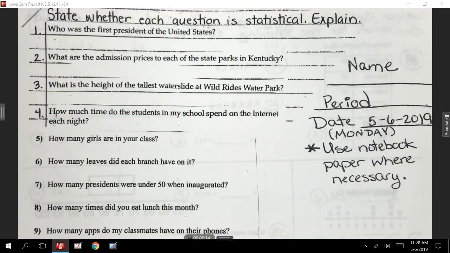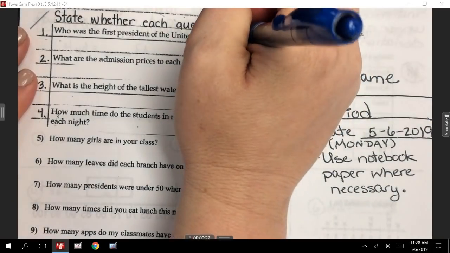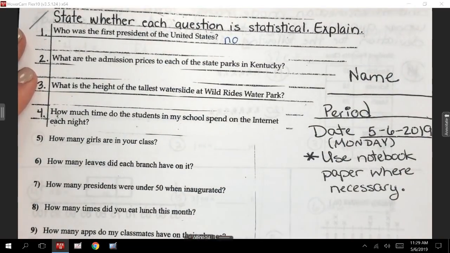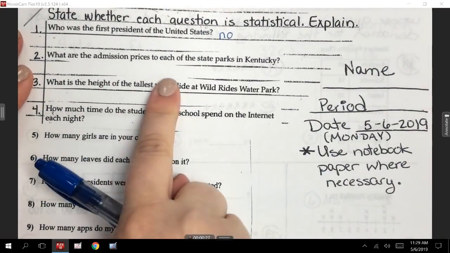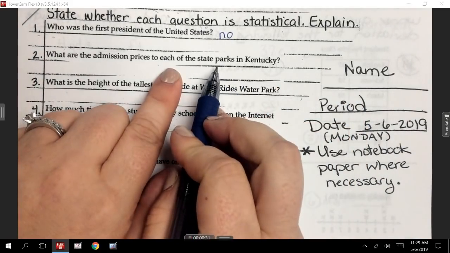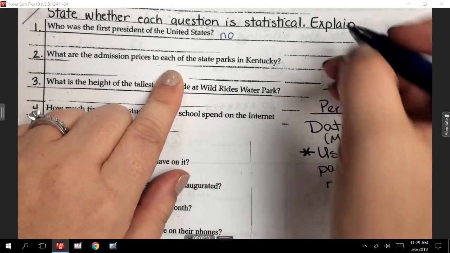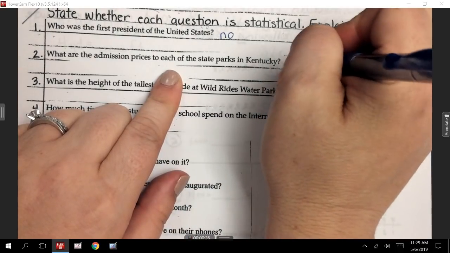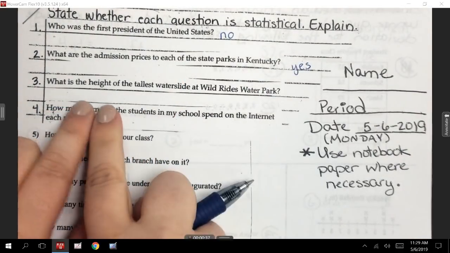Alright, so statistical or non-statistical. Number one says, who was the first president of the United States? That has one question. There is one person that was the first president. So that is non-statistical. Number two says, what are the admission prices to each of the state parks in Kentucky? This is not just one state park. That could be multiple answers. So we're going to say yes, that is statistical.